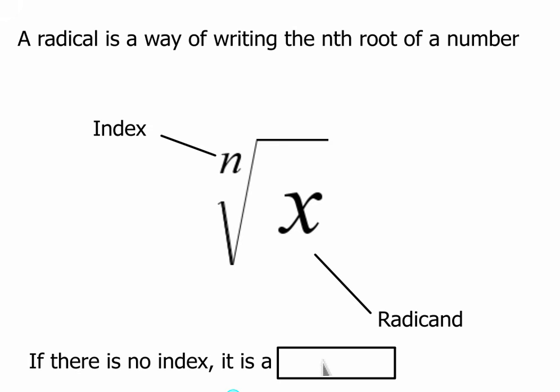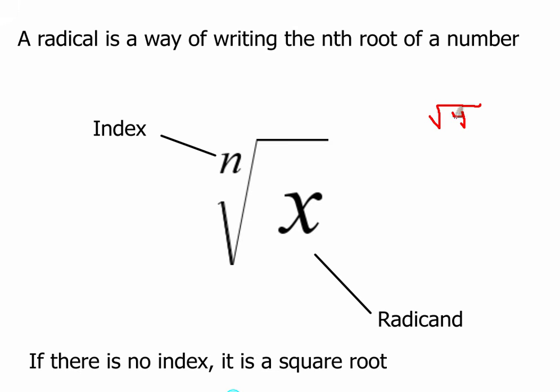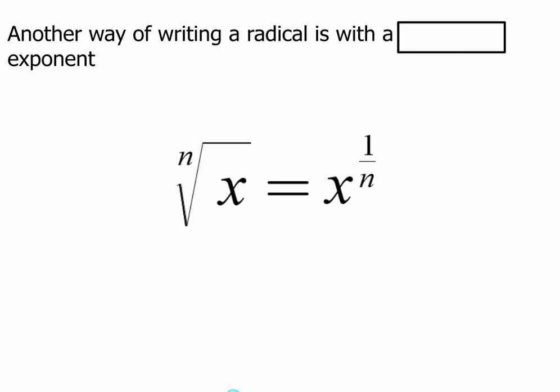If there is no index, then it's just assumed to be a square root. So if you've got something like this, where you've got your radical and 4 underneath, and there's no index, then you just assume that the index is 2, and the square root of 4 ends up being 2. If you don't see an index, then you're talking about a second root or a square root.